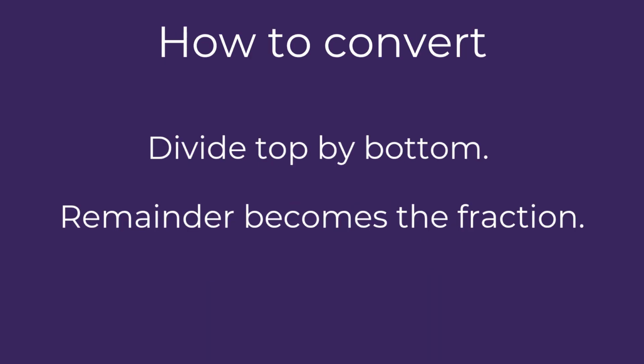To convert any improper fraction to a mixed number, divide the top number by the bottom number. The result of that division is your whole number. The remainder, what is left over, becomes the top of your fraction. The denominator stays exactly the same throughout.